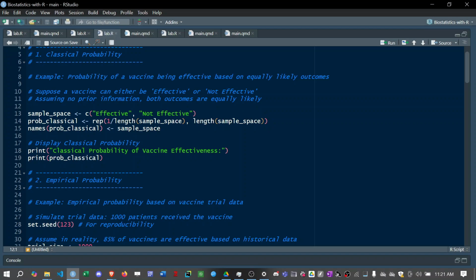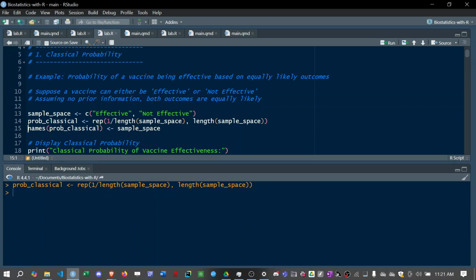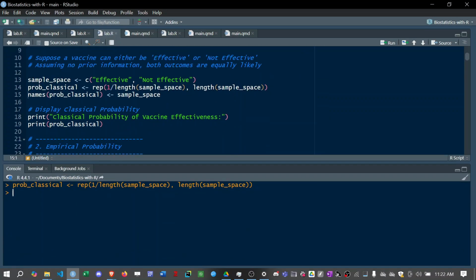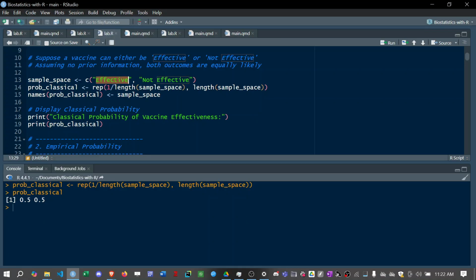So you can see what we did in this place: 1 divided by the length of the sample space is 0.5. We're just creating a vector here whereby we're repeating this 1 divided by the length of the sample space, which is 0.5, two times. So when we run this and type probability classical, we already have the probability that it is effective and not effective.